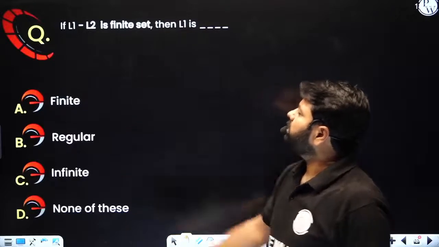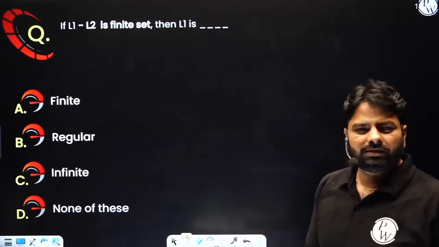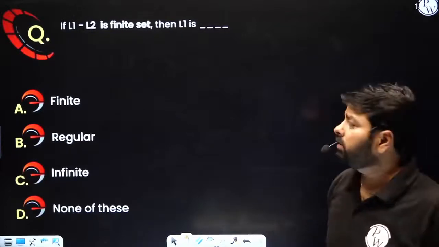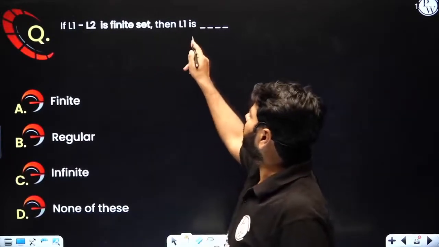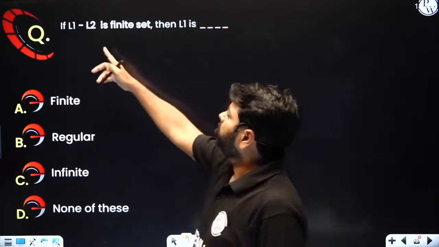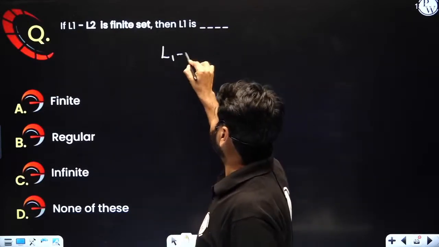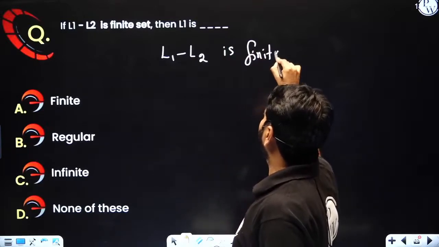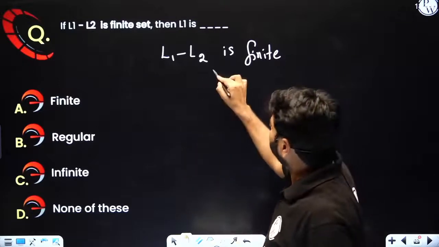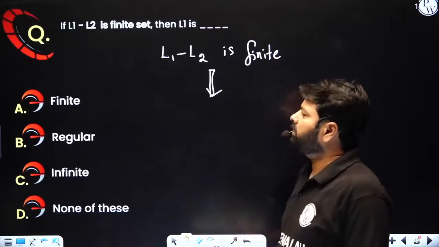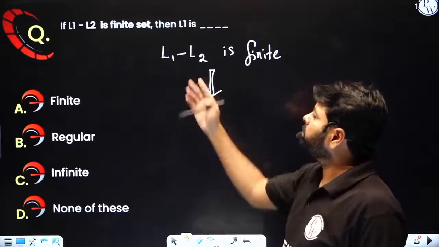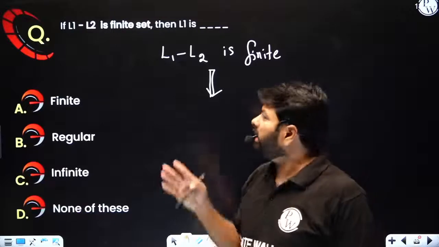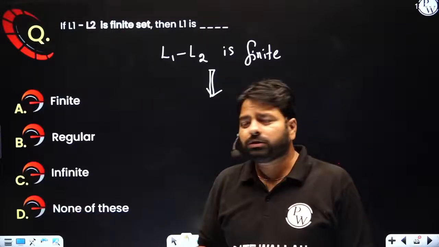If L1 minus L2 is a finite set, then what is L1, or what is L2? What happens to both L1 and L2? Think of all the possible combinations. We will be discussing L1 here. If L1 minus L2 is finite, it means the result of the set difference is finite. Then what could be possible at the L1 side? Is L1 always finite? Is there any case where L1 is possible to be infinite?